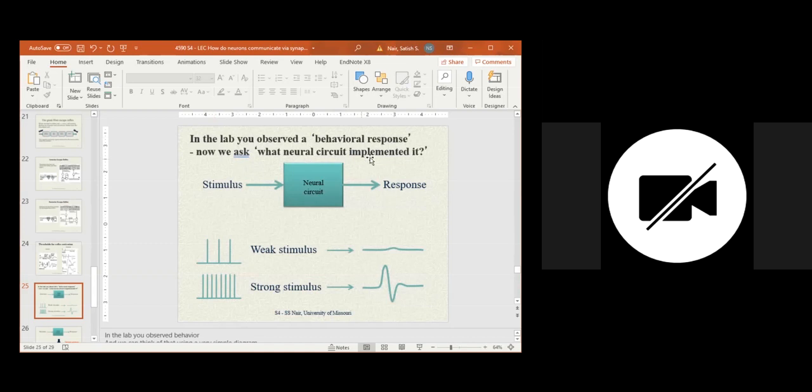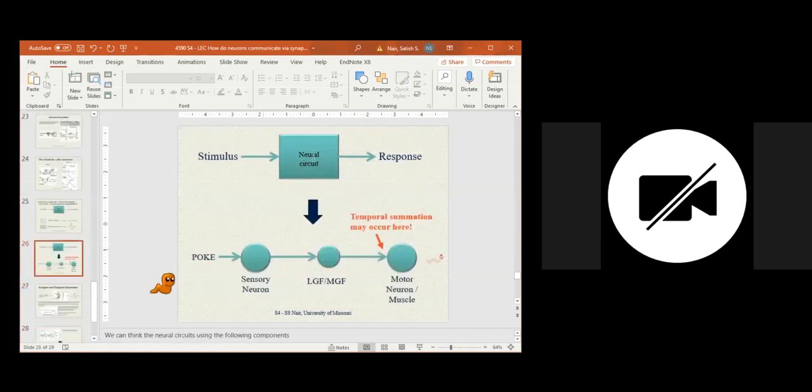Now we ask what neural circuit implemented it, right? So what we have done is stimulus response. In the lab, you have a sensory neuron, and we model the LGF or MGF, lateral giant fiber or medial giant fiber, by just a neuron, and then this motor neuron. So if you think about it, when you poke at the anterior end, you don't need temporal summation. One spike is enough to activate the muscle, or motor neuron.